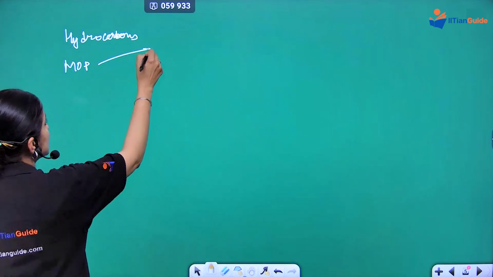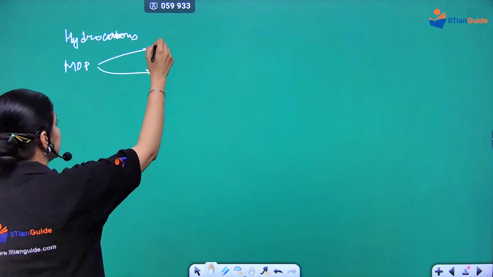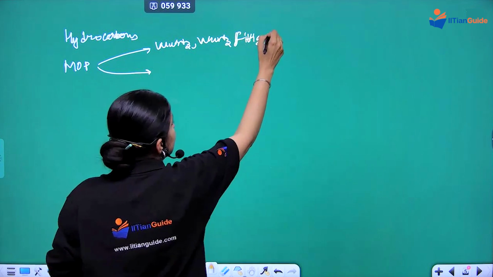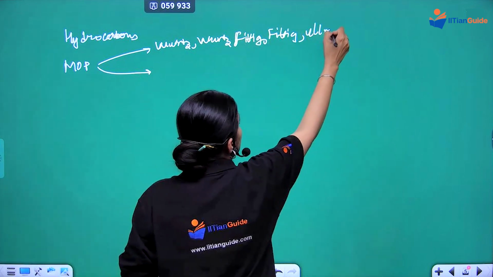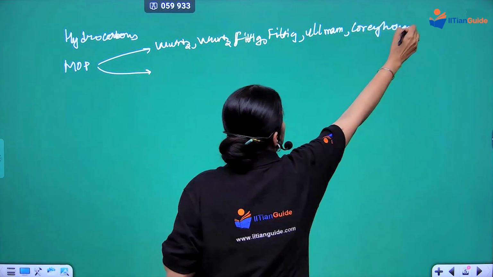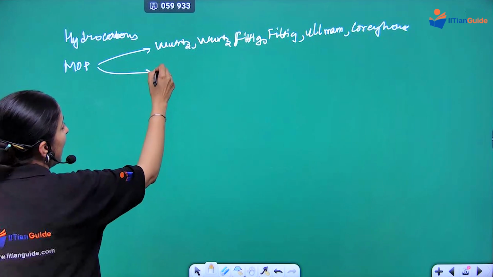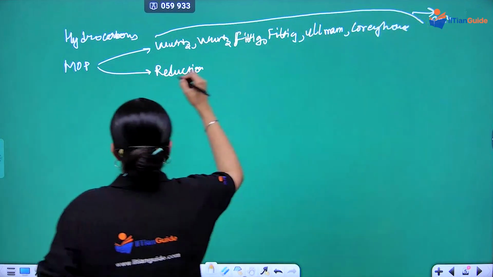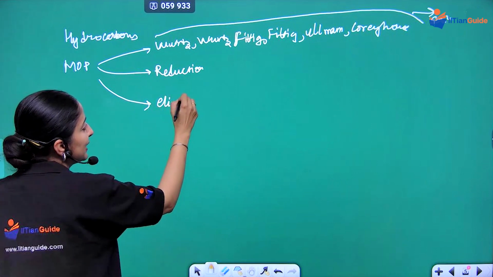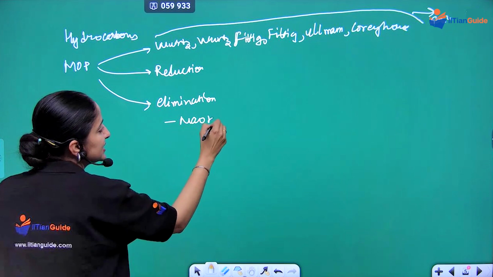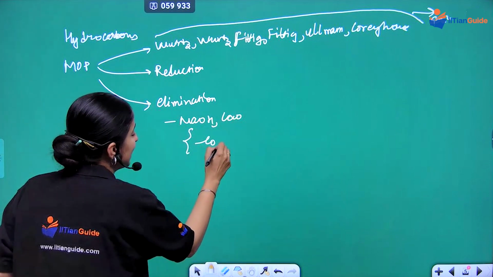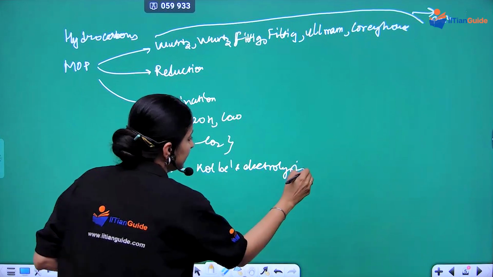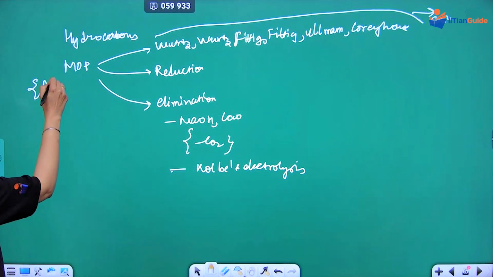Let me just note down the methods of preparation for you. First of all, you have Wurtz, then Wurtz-Fittig, then you have Ullmann, and then you have Corey-House synthesis. These are all your substitution methods. Then you have your reduction methods. Then you have your elimination methods, that is using NaOH and CaO. This is your decarboxylation method from acids, minus CO2. Then you have your Kolbe electrolysis. This is how you understand the methods of preparation of alkanes.